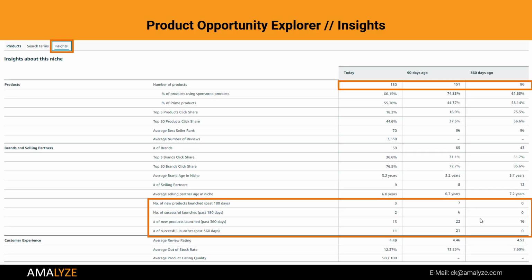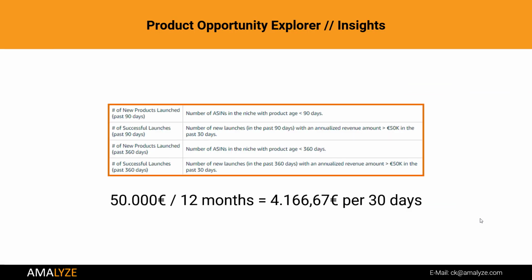Then we have the number of new products launched. That is really interesting. Of course, we're seeing here today 3 new products launched, but only 2 of them were successful. You have other data in the last 360 days: 16 products were launched. None of them were successful. But what we need now is the definition behind it. That means number of launches in the past days with an annualized revenue amount of over 50K in the past 30 days.